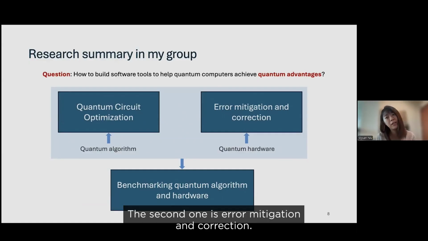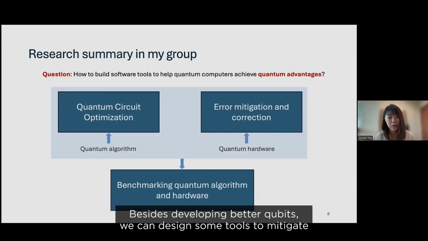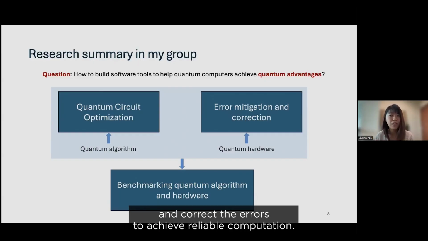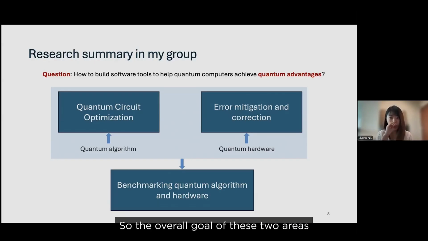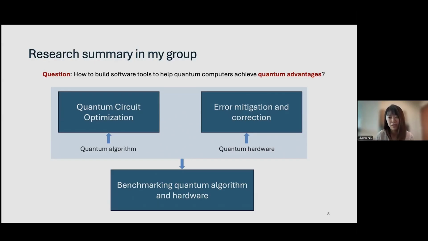The second one is error mitigation and correction. Since quantum hardware is very noisy, besides developing better qubits, we can design some tools to mitigate and correct the errors to achieve reliable computation. So the overall goal of these two areas is to run the algorithm on the hardware with better results.